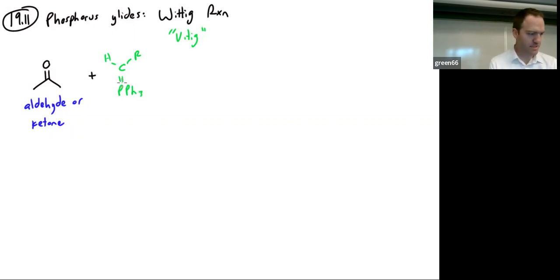This is a little confusing. This P is a phosphorus. The Ph, does anybody remember what Ph is? Phenyl, that's a benzene ring. So this is triphenylphosphine. I'll write all that down here in a second. But when you have a carbon-phosphorus double bond like this, that is called an ylide.